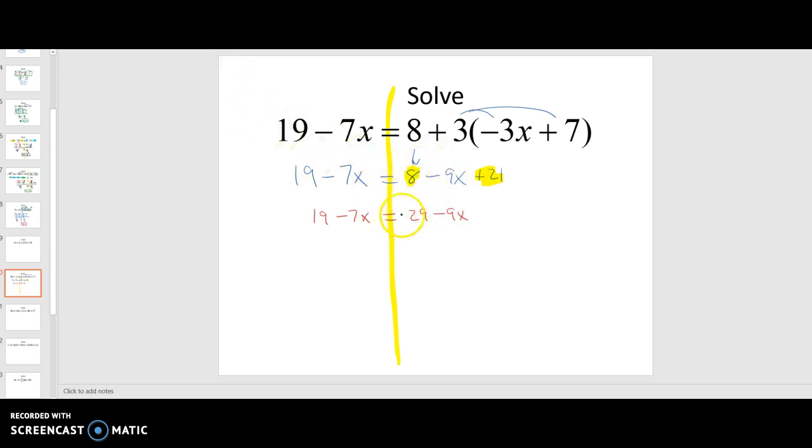Now I can go ahead and solve this simple equation. Bring the variables to the left by adding 9x. Bring the constants to the right by subtracting that 19. Those eliminate. I get 2x equals 29 minus 19 is 10. Divide by 2, and x is equal to 5. All right.